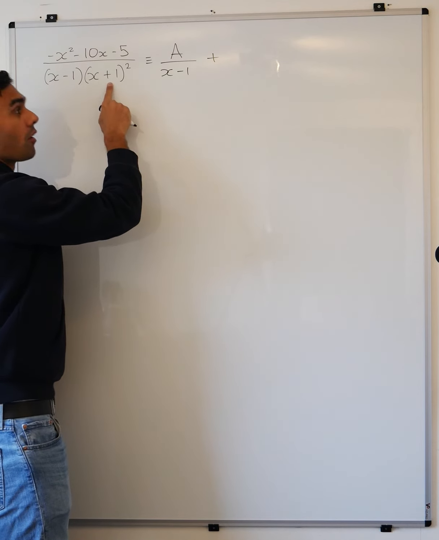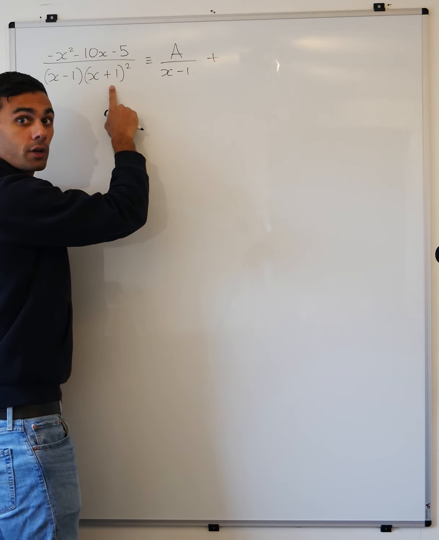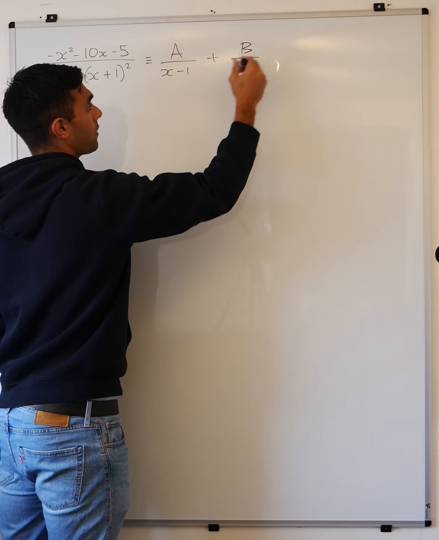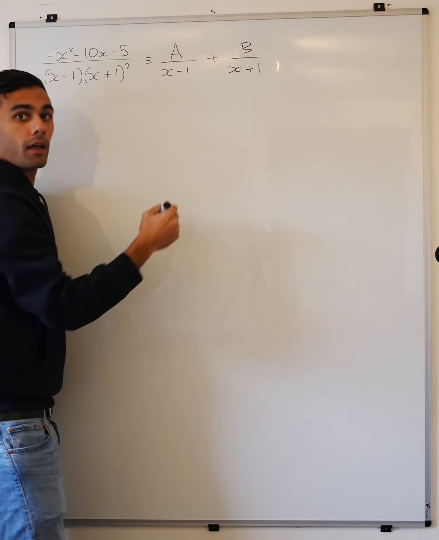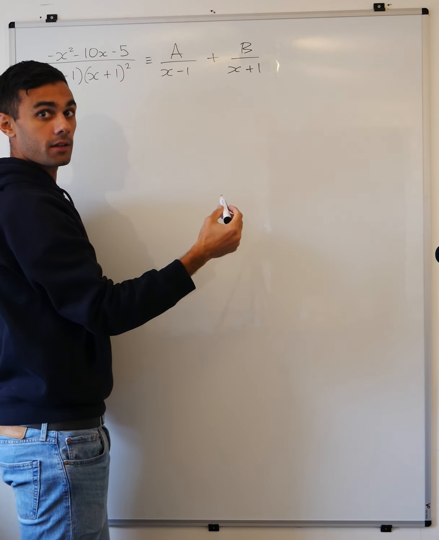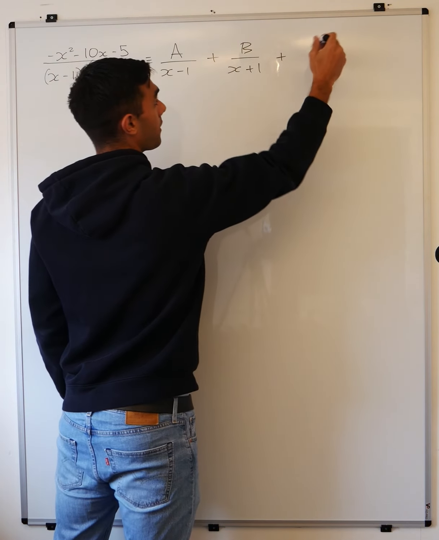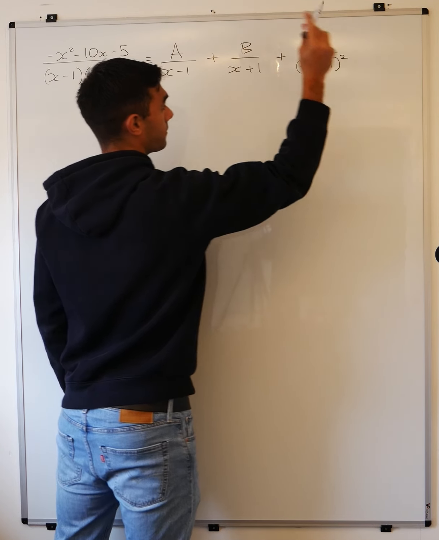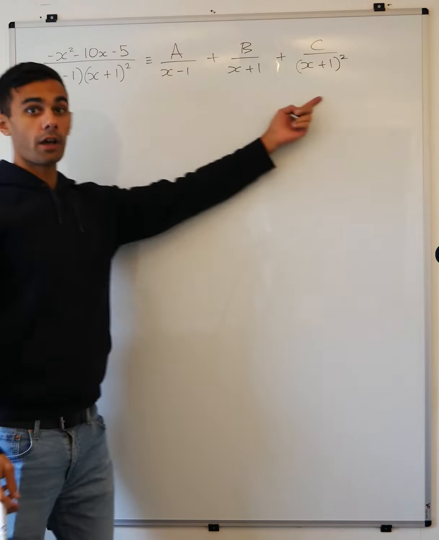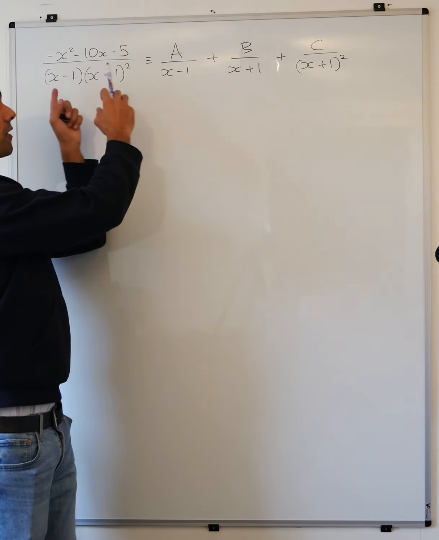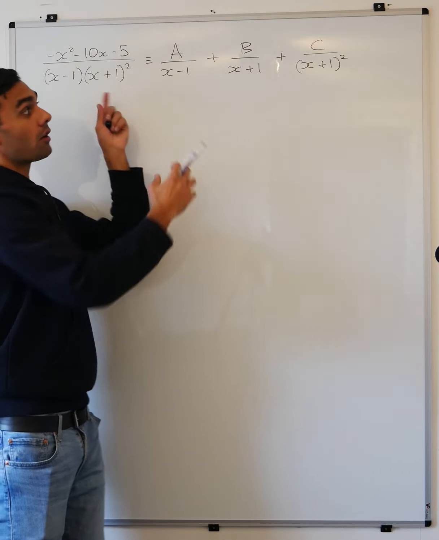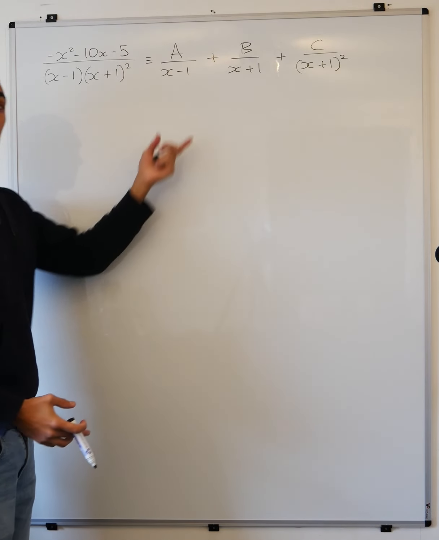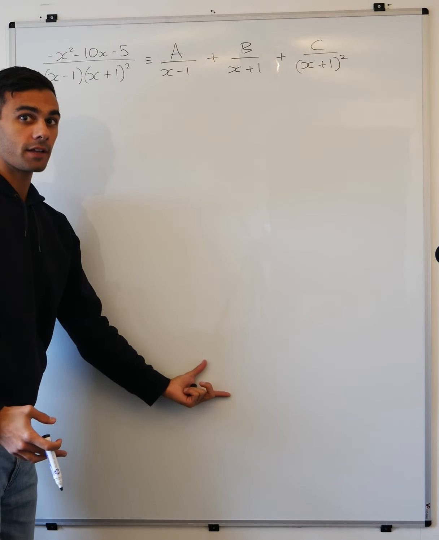Okay. For the repeated factor, you include it once as normal and again squared. We're not going to go into why this is the case now, but simply if you see a repeated factor, you have to remember to write it twice like this. Then our method is pretty much the same until we get to the end.